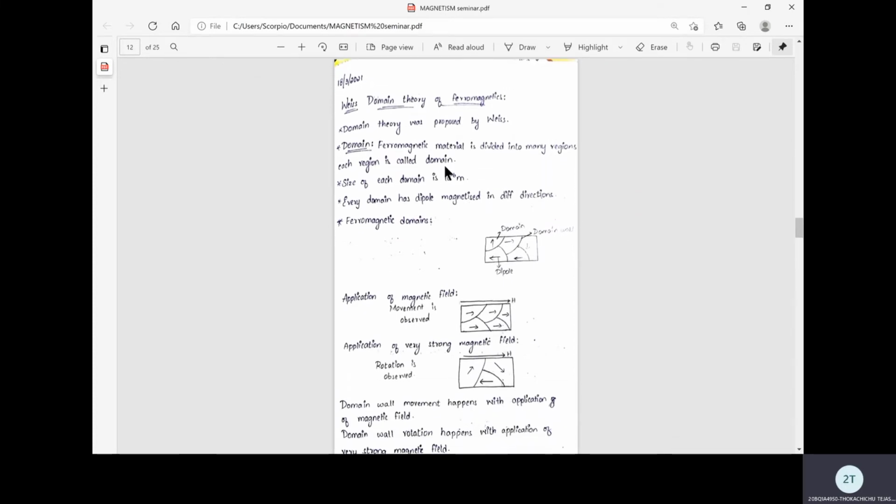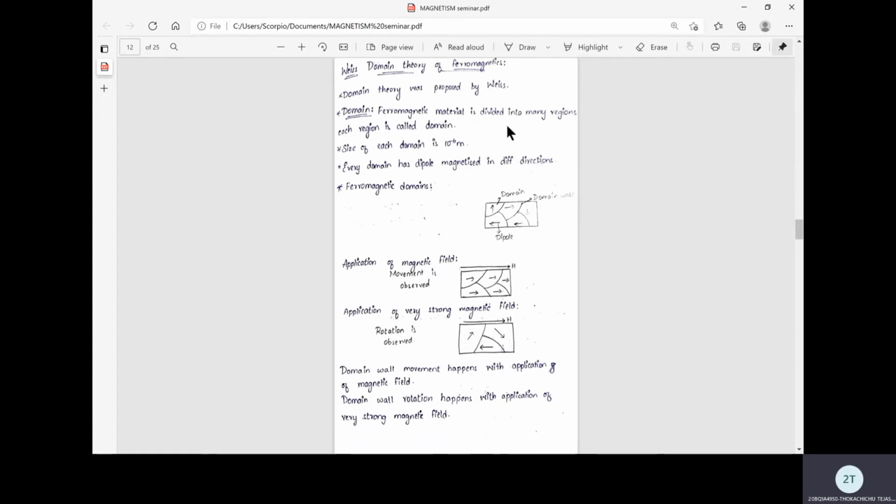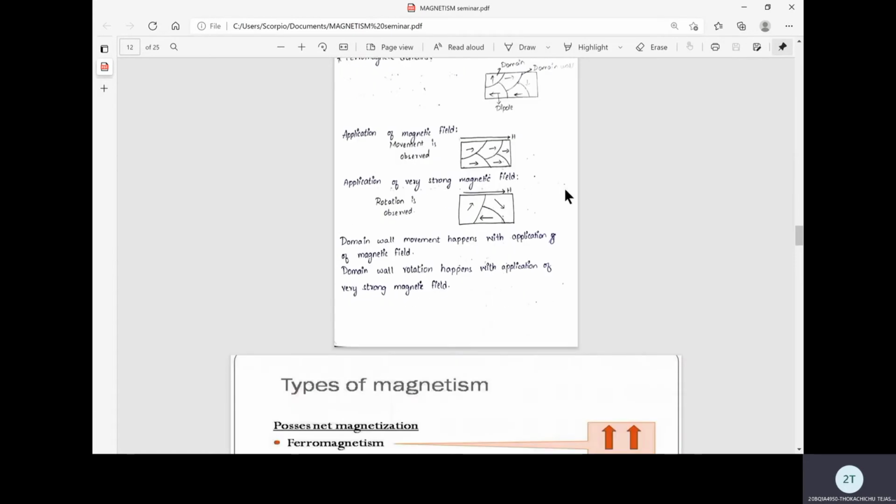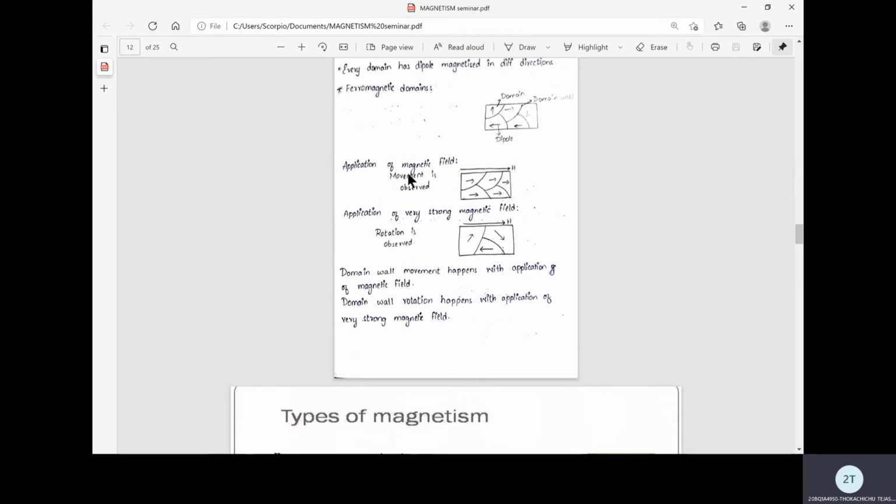Now we already just discussed domain. What we have to note here is that domain theory was proposed by the scientist called Weiss. If we talk about the dimensions of each of these domains, that is each of these various regions of the magnetic material, it is 10 power minus 6 meters, and each domain has its own directions, its own orientations of magnetic dipoles. As we discussed before, on the application of an external magnetic field, all these dipoles are set in a straight line motion from their random motions.